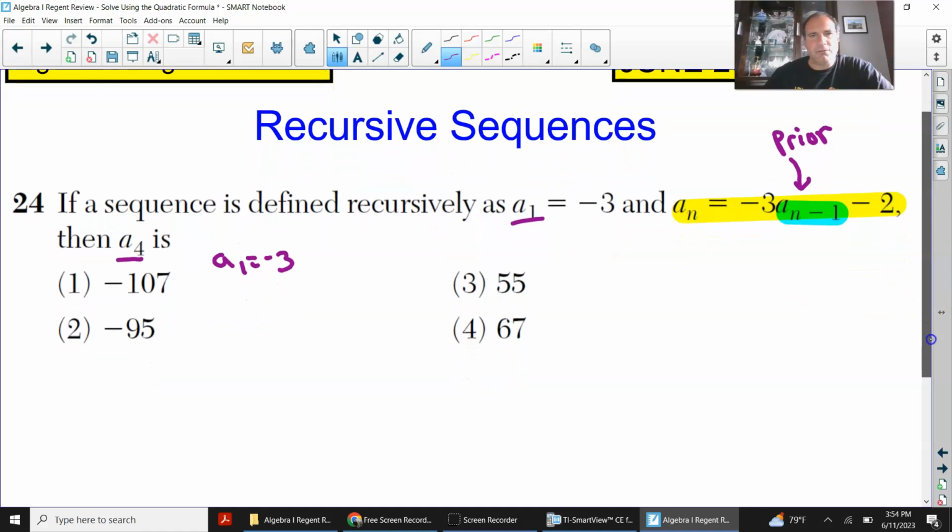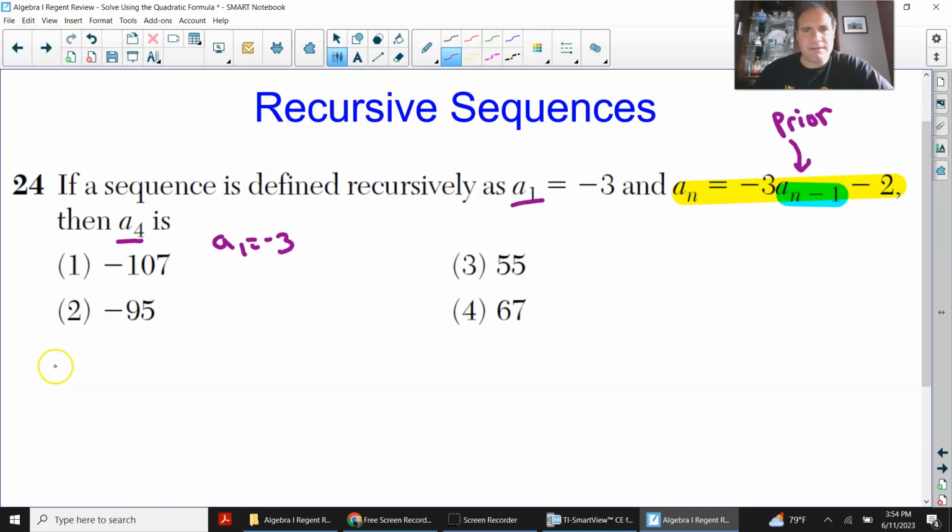So I'm going to just go along. I'm going to start all the way over to the left here. Instead of this n being 1, I'm going to look for a sub 2 next. That's the next term, right? Then I have negative 3. I'm copying it down. A sub n minus 1. It's negative 3 times a, and see n is 2, it's 2 minus 1.